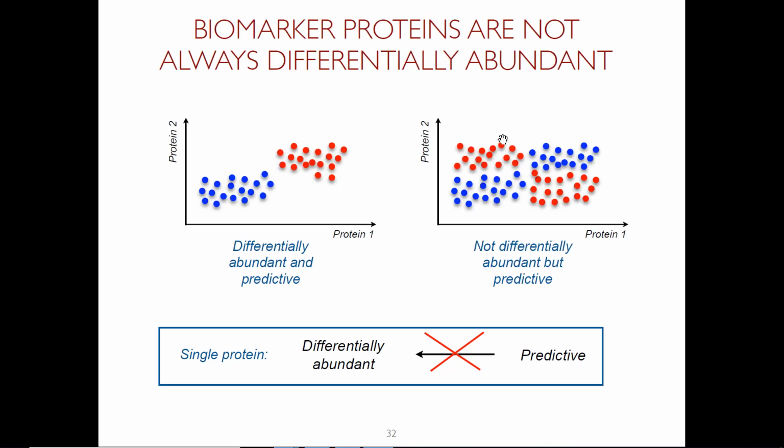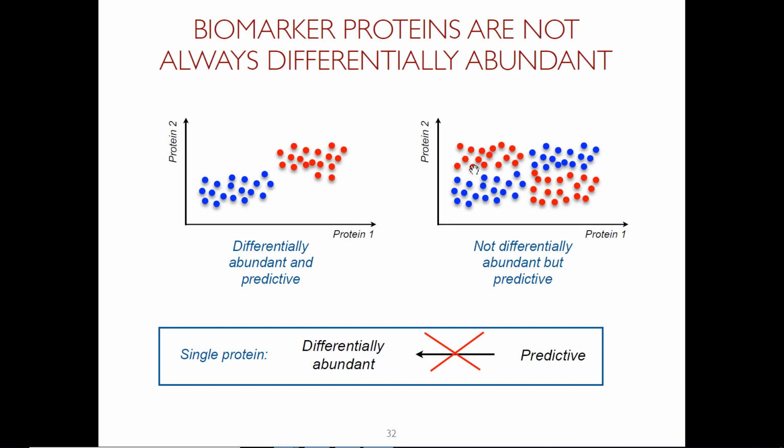And by the way, the same goes the other way around. We can actually have proteins with large p-values, meaning not differentially abundant, but they can be quite actionable as biomarkers. So here is an example. We have two proteins, 1 and 2. Let's say blue are healthy subjects, red are disease subjects. So here, clearly, protein 2 has a difference in abundance, and so this would be a differentially abundant protein and a predictive protein.